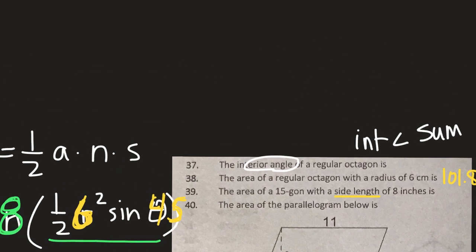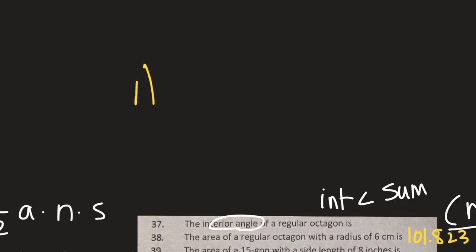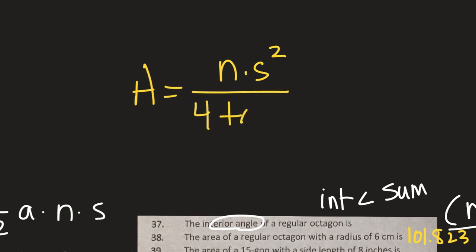Okay, the area of a 15-gon with a side length of 8 inches. There's a formula that we talked about in class for the area of a regular polygon if we know the number of sides. That was n times s squared over 4 tangent of theta. Theta is your trig angle, which is 180 divided by the number of sides. It's all a derivation of 1/2 a n s, those problems that we did in class.